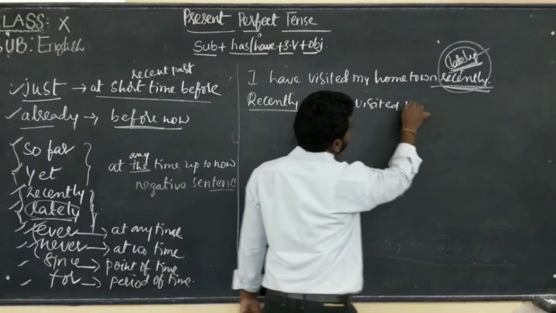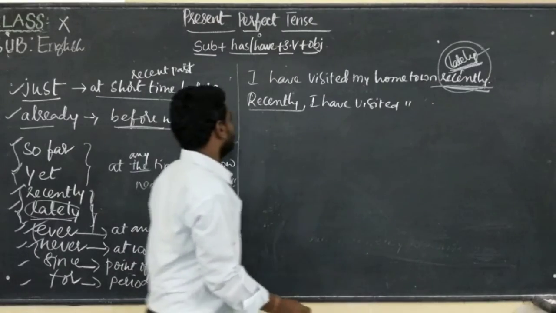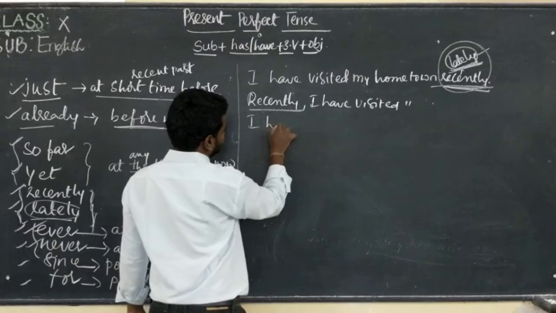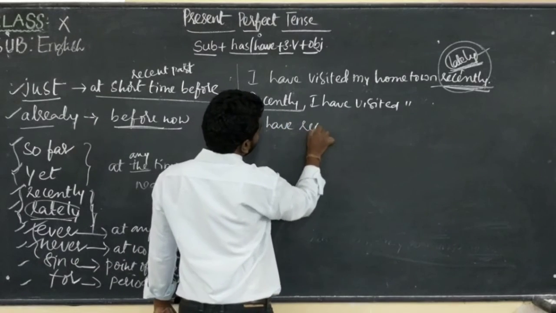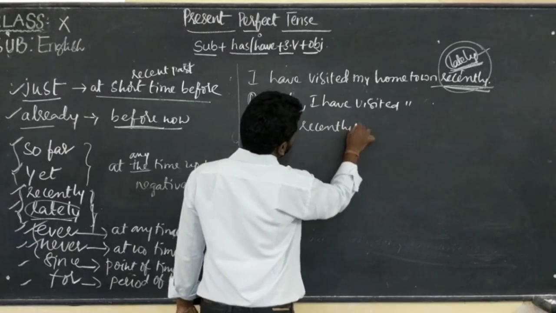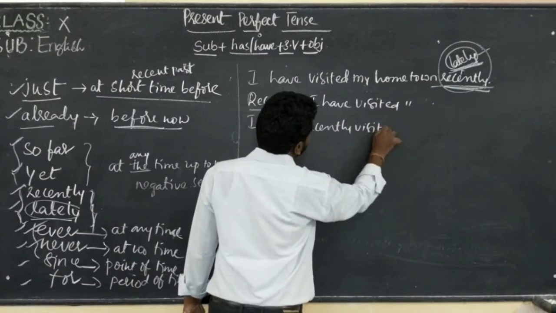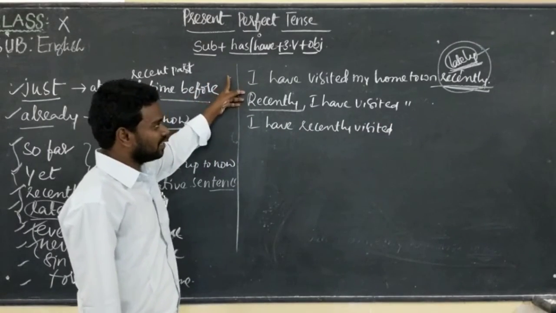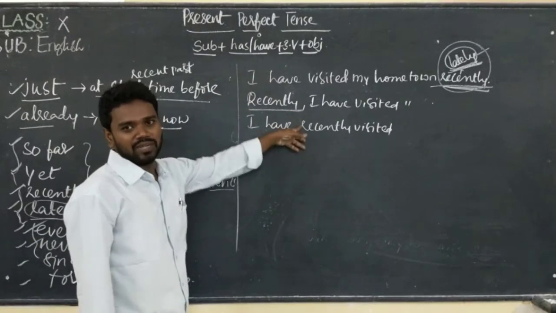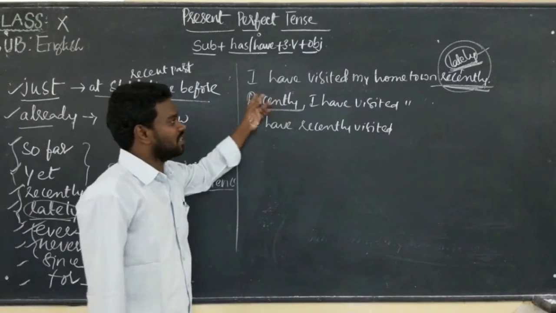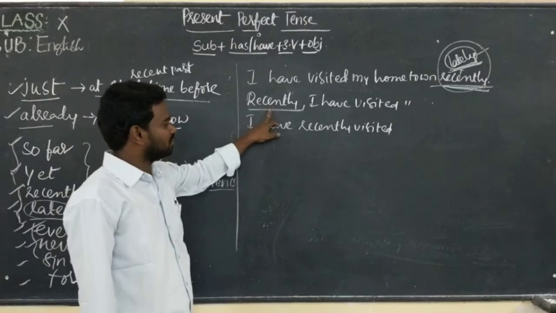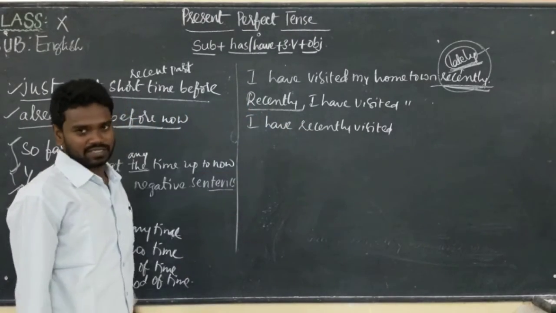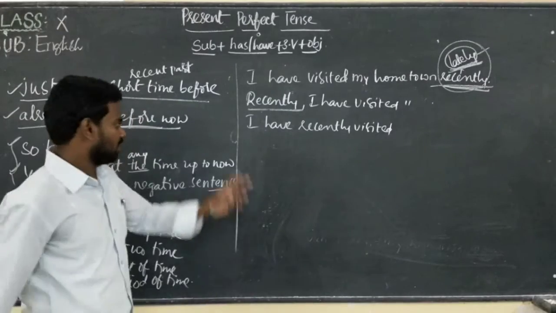visited my hometown. Right? So now, for example, I have recently visited can also be said. I have recently visited. So that means recently can be placed in the initial, beginning and middle position. So, initial position and middle position, it can be placed. Right? So have you understood? I think so.